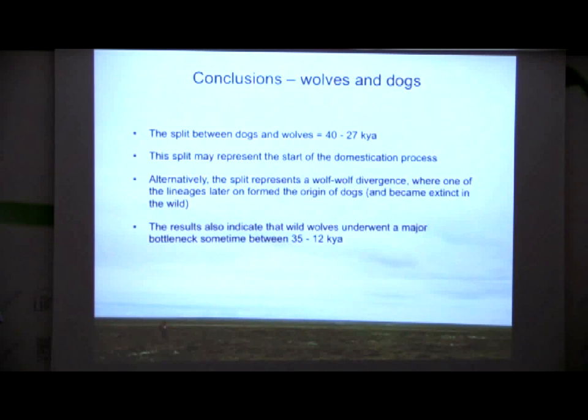This could represent the start of the domestication process, but it could also mean that there was a major split in the wolf population at this time, where one wolf lineage led to all modern-day wolves, and the other wolf lineage led to modern-day dogs. But then those wolves on that branch must have gone extinct in the wild. Otherwise, we wouldn't get the result we did.